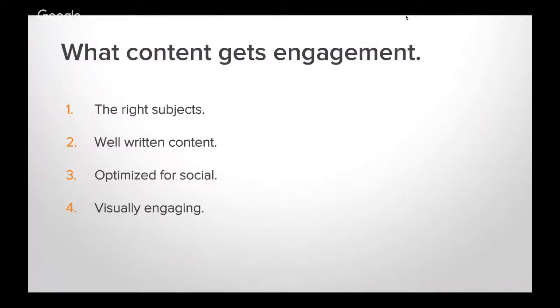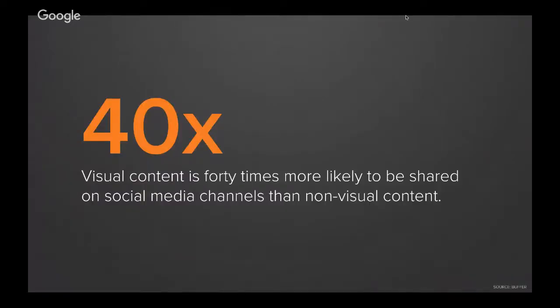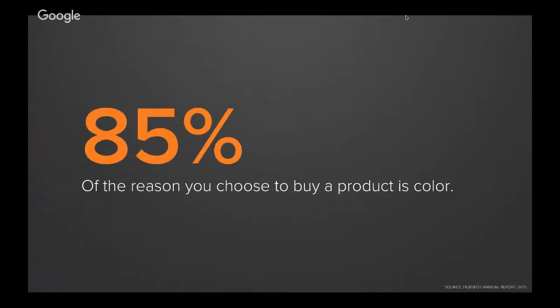So the next thing that we're going to talk about too is content that gets engagement is visually engaging. So a couple stats on that one. Visual content is 40 times more likely to be shared on social media channels than non-visual content. That should be something that we instinctively know already, but I just wanted to make sure to call it out because it's really important. Another interesting stat is that 85% of the reason that you choose to buy a product is color. I just think that that's generally interesting for dinner table conversation, but I also think that it relates really well back to what we're talking about.